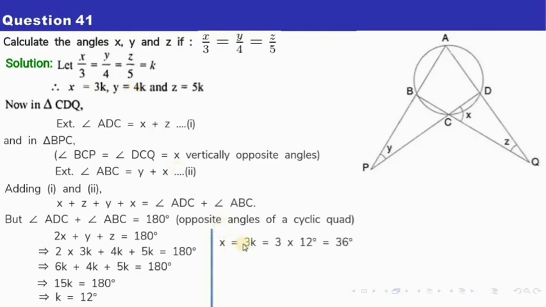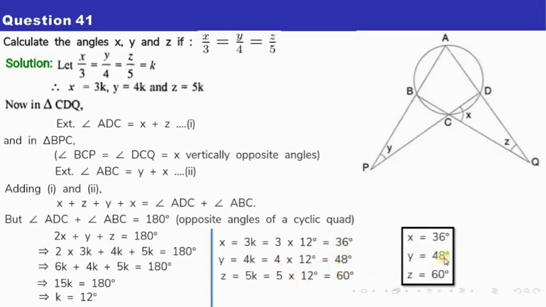From here we have x equal to 3k, so k is 12, and 3 into 12 is 36. Similarly, y turns out to be 48 and z turns out to be 60 degrees. So my final answer for this particular question will be this one. You may pause the video to note it down.